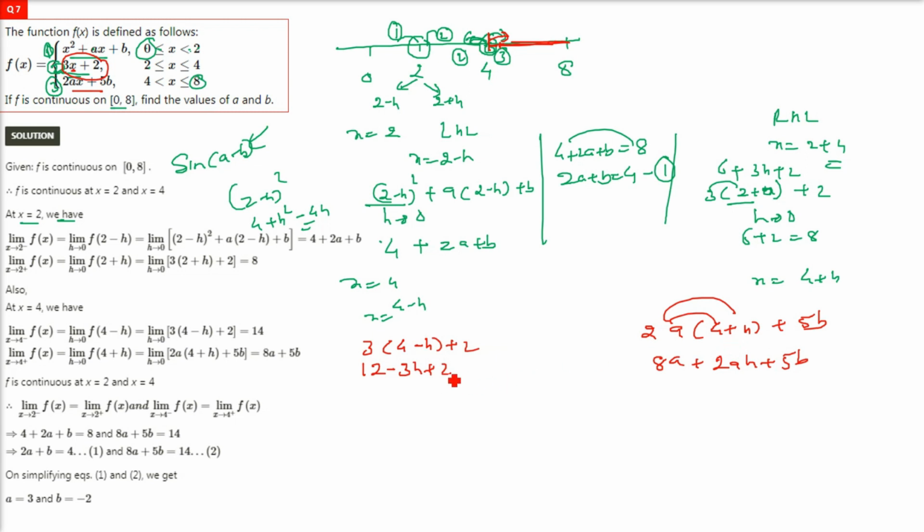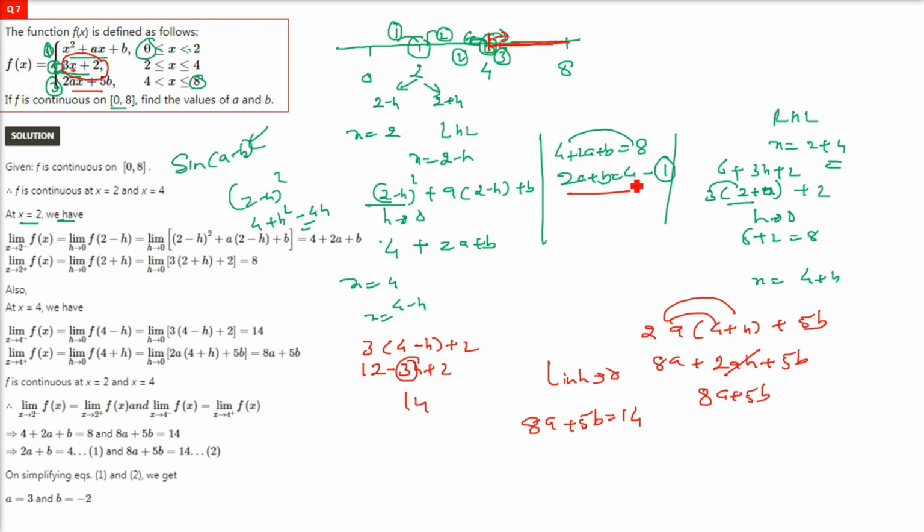So this is limit h tends to 0. Let's apply it on both the sides. On the left, h will be 0, 12 plus 2 is 14. Here 8a plus 5b, with the h term going to 0. So 8a plus 5b equals 14. Now this is the second equation.